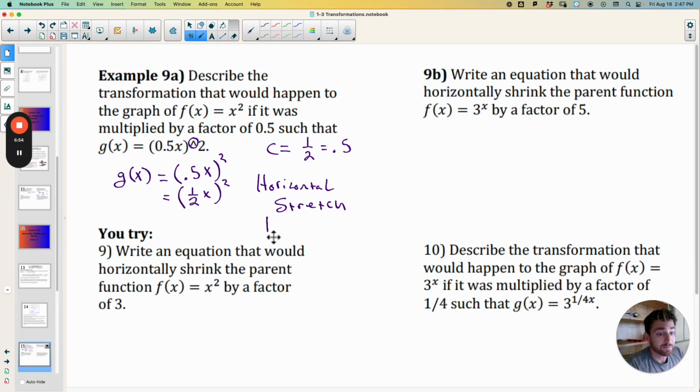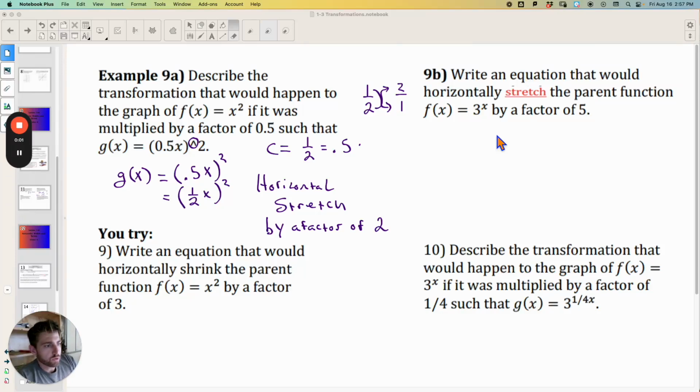And specifically, this is by a factor of the reciprocal of whatever c is. So because c is equal to 1/2, if I were to rewrite this as the reciprocal, it's going to be by a factor of 2. Because 1/2, if I were to flip it like this, ends up being 2 over 1. Okay, a little confusing, but you've got to think the scale factor is going to be the reciprocal of whatever that is. And that helps you remember that that's going to be a horizontal stretch.